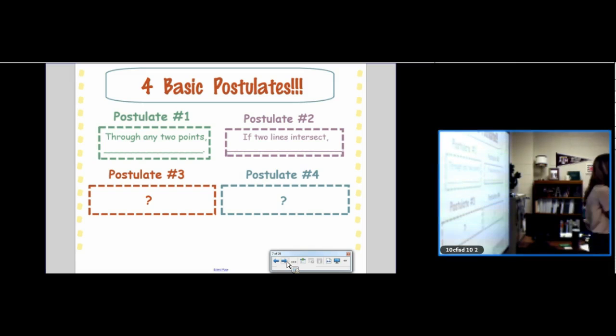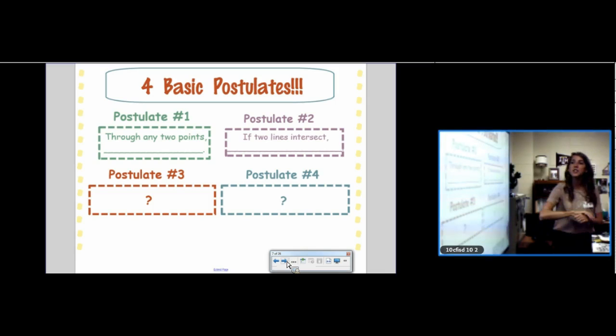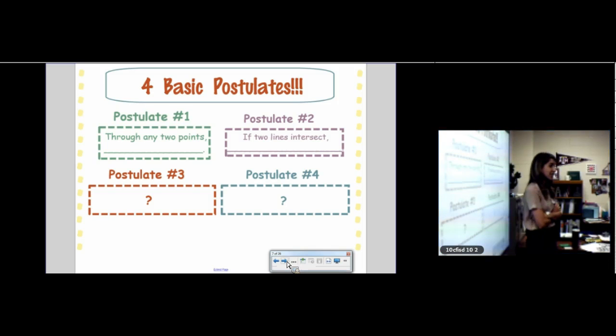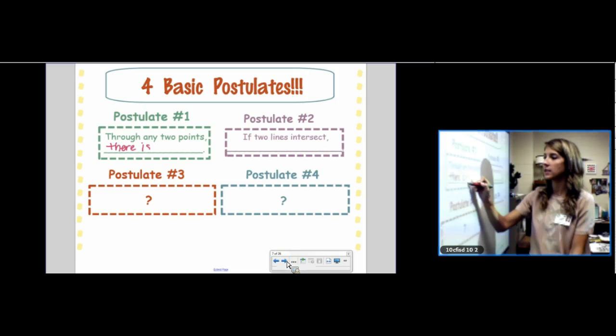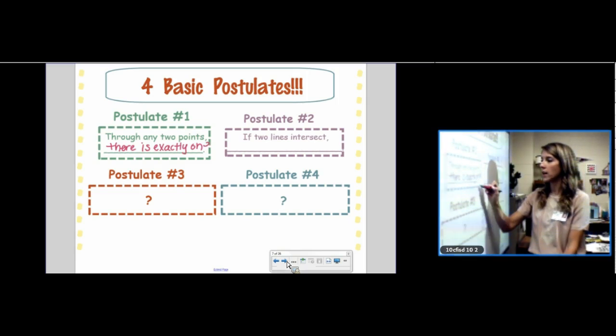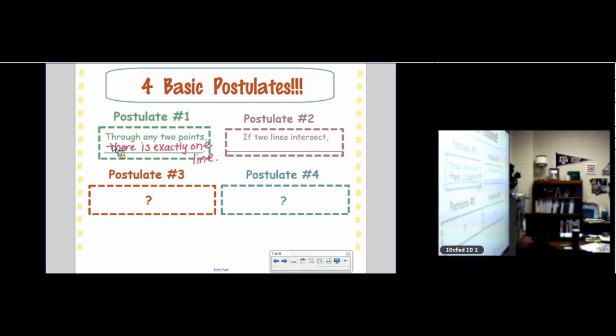Postulate number 1. A postulate is something in math that's accepted to be true. So we are just accepting that this stuff is true, okay? Yesterday we learned through any 2 points, there is exactly one line. So write it down. Through any 2 points, there is exactly 1 line, period. You need to write it down. That is postulate number 1. It takes 2 points to make a line. That's a song. Anyways, I'll play it for you later.